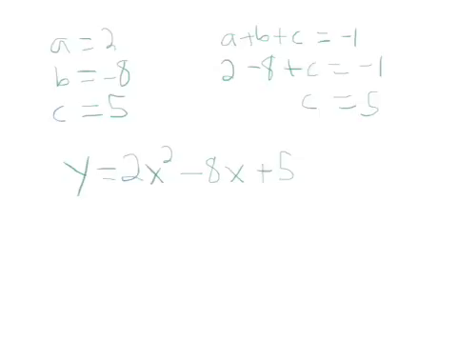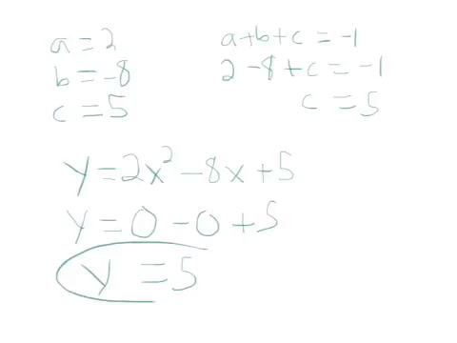So this is my equation, my function, and I'm trying to find the y-intercept of the function. Now don't forget what y-intercept means. The y-intercept is where it crosses the y-axis, and anywhere it crosses the y-axis, x is going to be 0. So I plug a 0 in for x, and I get y equals 2 times 0, which is 0, minus 8 times 0, which is 0, plus 5. So y equals 5. My answer, the y-intercept of this function, is y equals 5.